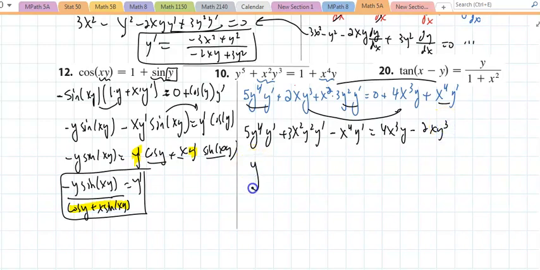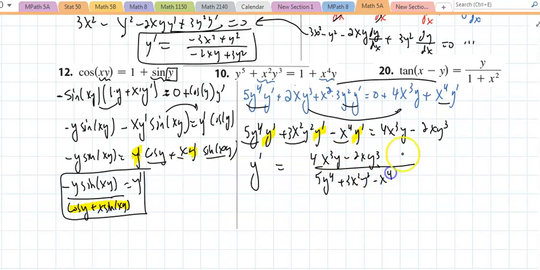If I factor a y prime out, I'll get a 4x cubed y minus 2. If I factor a y prime out, what would be left? A 5y to the 4th. We're going to divide both sides by that now. So, no need to keep on doing that in so many steps. There it is. This might reduce some time at this point.